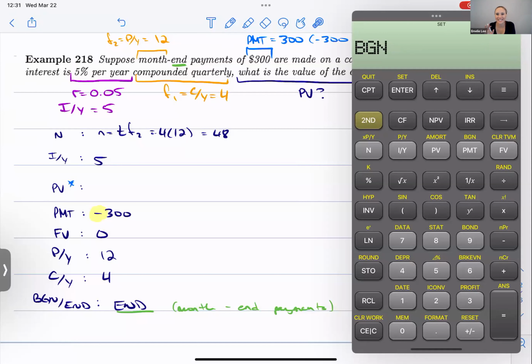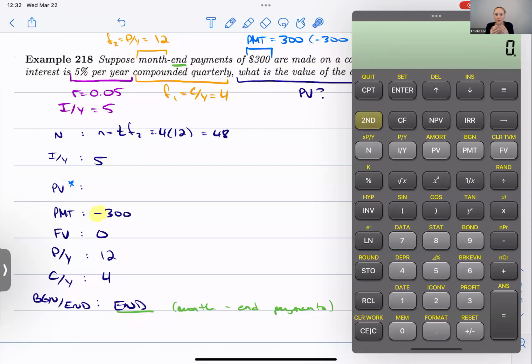Second set, or second enter. And now notice how it has the little BGN up in the top banner, and so now the payments are at the beginning of the payment period. It's not what we want, so to change it back, you're going to go second, enter, and now it's at the end. So that's good. It's not too bad. We don't need that until chapter 7, but may as well introduce it now while we're here. Second, quit to leave the second menu.